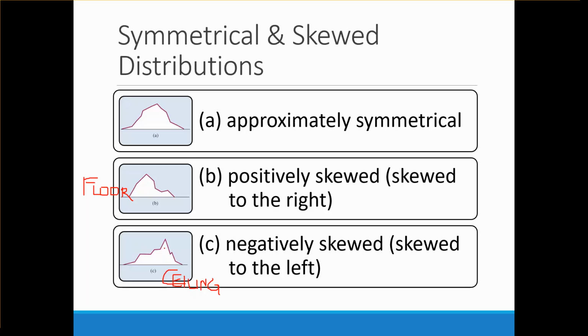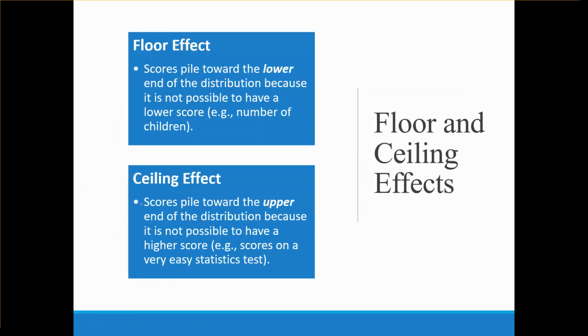Up here, though, this would be like if I were to give you guys a test on addition and subtraction, for example. That would be a ceiling effect because you guys would all pass that. And so this would be a really high average test. So let's look back at that definition. A ceiling effect: scores pile toward the upper end of the distribution because it's not possible to have a higher score, but it's a very easy statistics test.